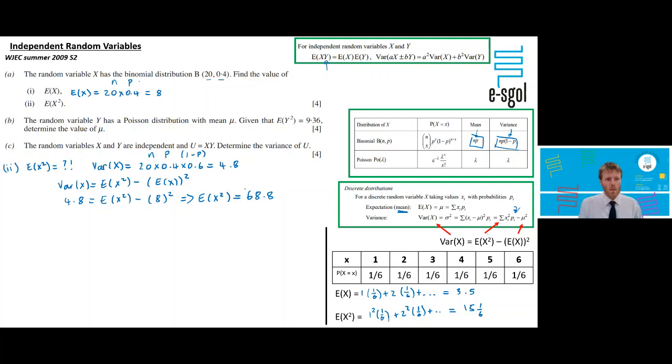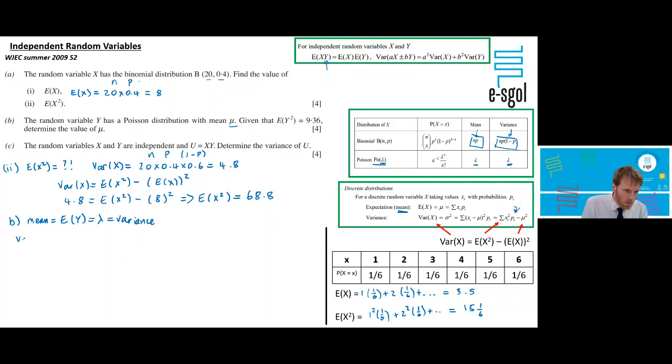So that's part A. Now, I chose this question because it combines a binomial and a Poisson distribution together. So for part B, we're now talking about a Poisson distribution with a mean of mu. If we look at our Poisson distribution, the parameter in here is both our mean and our variance, and that's going to be useful in this question. So the mean is equal to E of y, and I'm using y because it's a different letter here, and that equals lambda, and that also equals the variance. So all of that's quite useful.